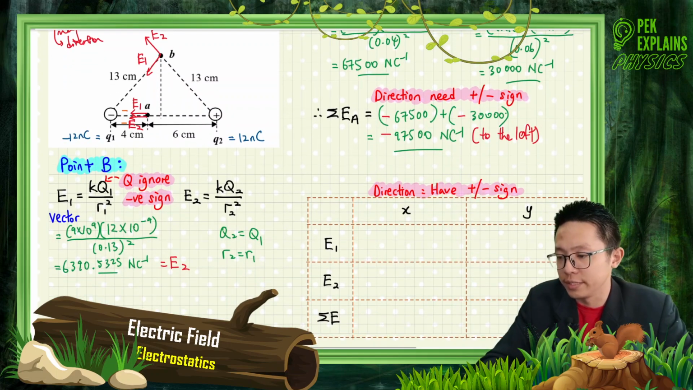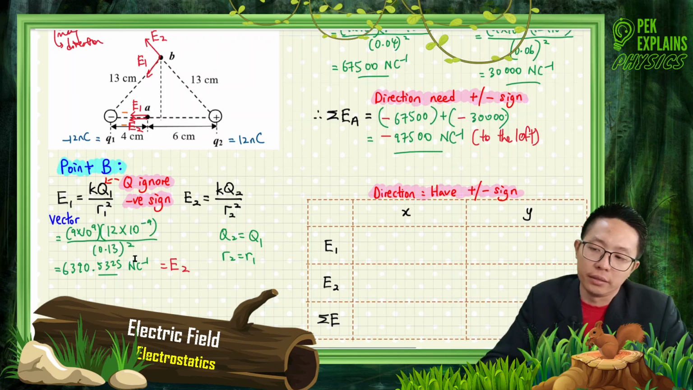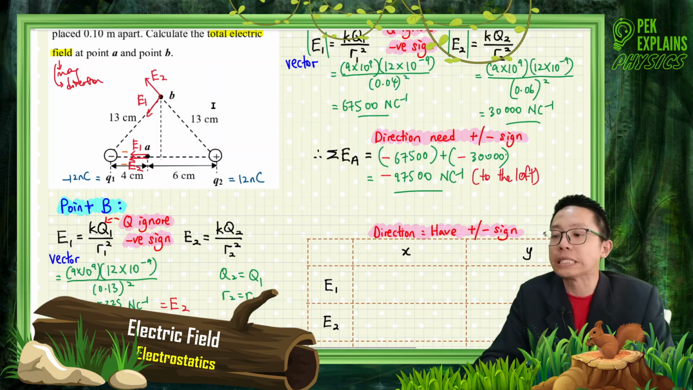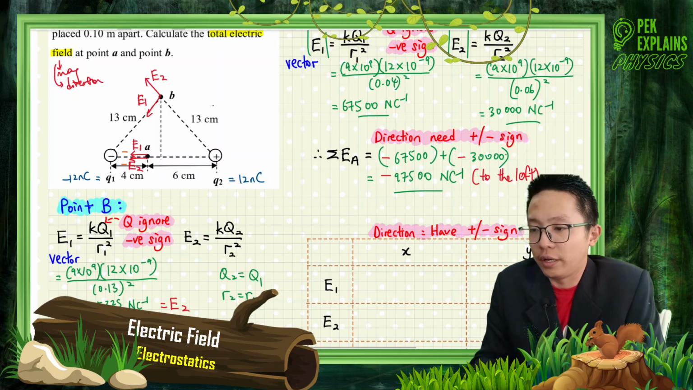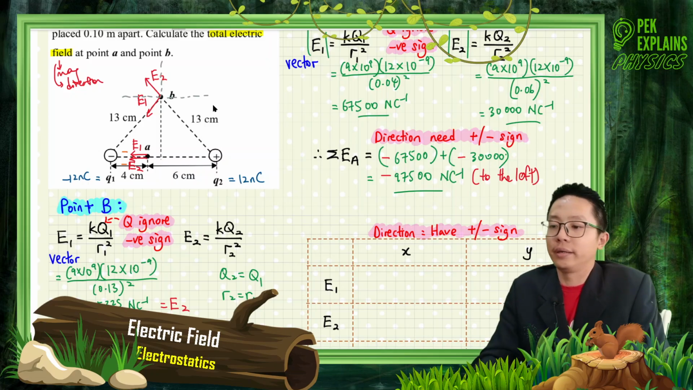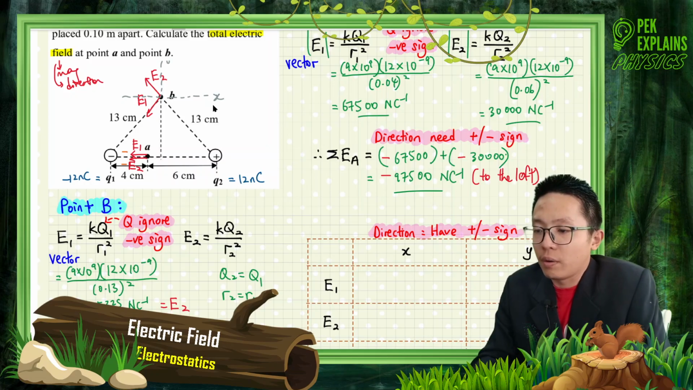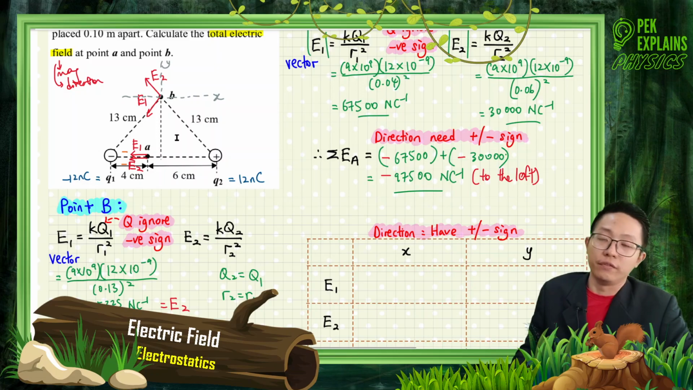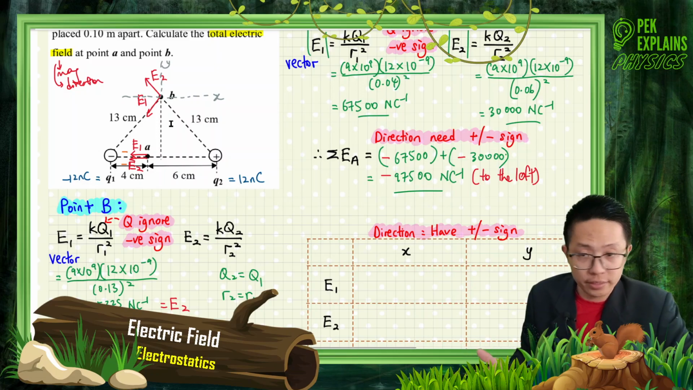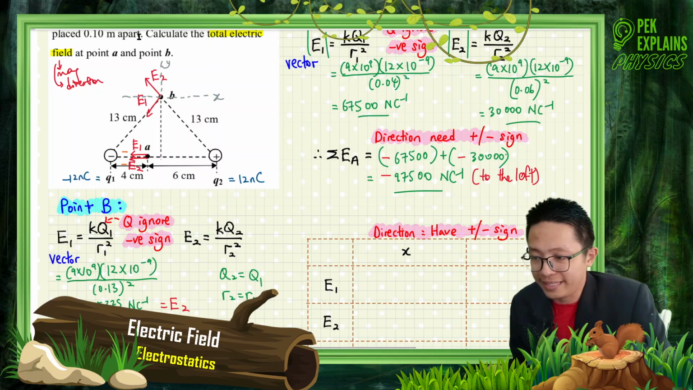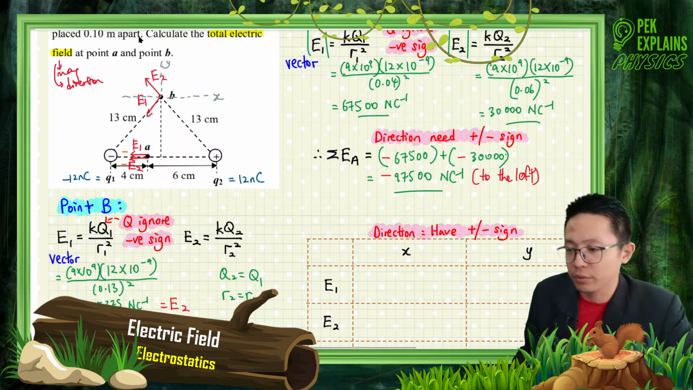So we need to find the resultant electric field. But this one involves x and y components, so you need to resolve the vector into x and y. To resolve the vector, we need angles, isn't it? We can find this angle because we already have the sides.